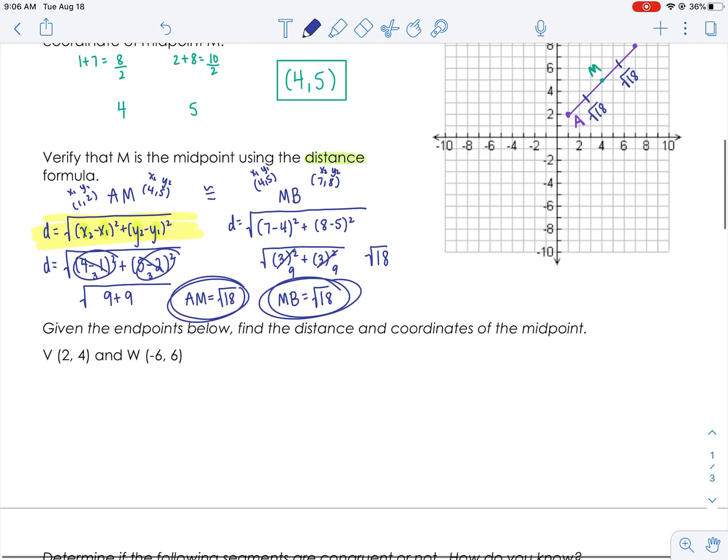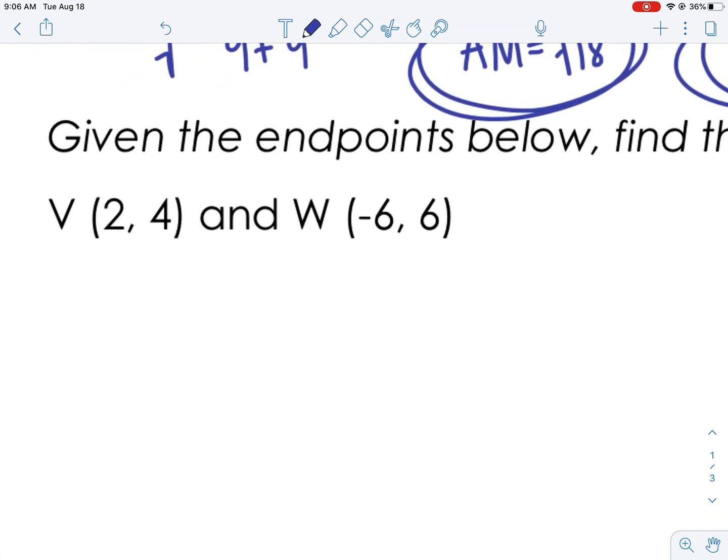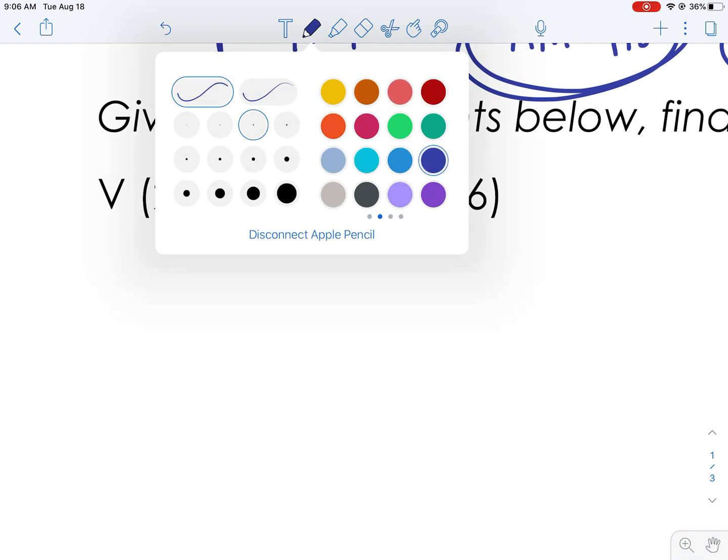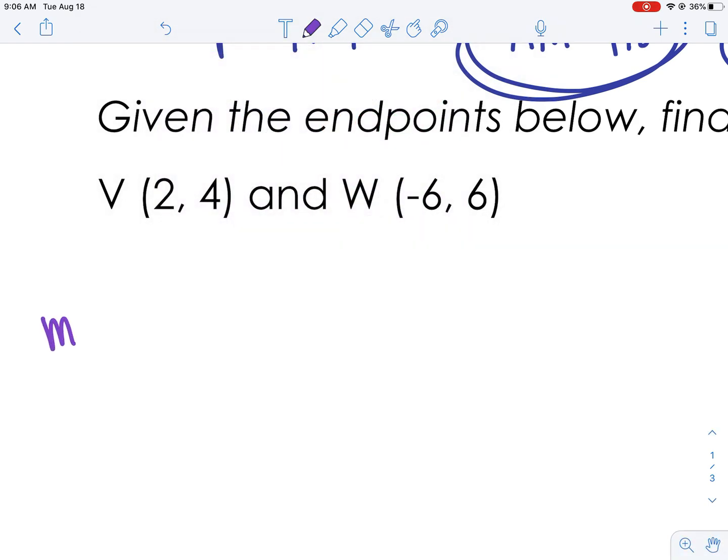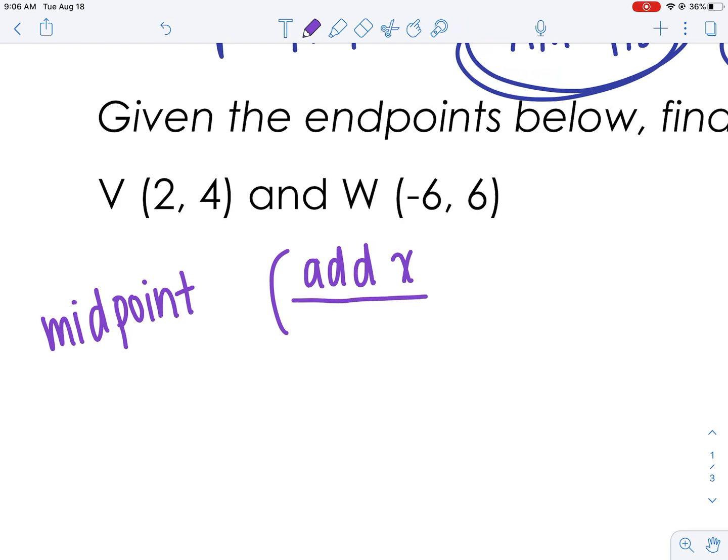So let's take a look at another one. If I don't have a graph, it's okay. It just means I'm going to follow my formula. So find the distance and the coordinates of the midpoint given V is at 2, 4 and W is at negative 6, 6. I'm going to start with midpoint just because I think it goes a little bit faster. Remember that your trick for the midpoint is add the x's, divide it by 2, and then add the y's and divide it by 2.